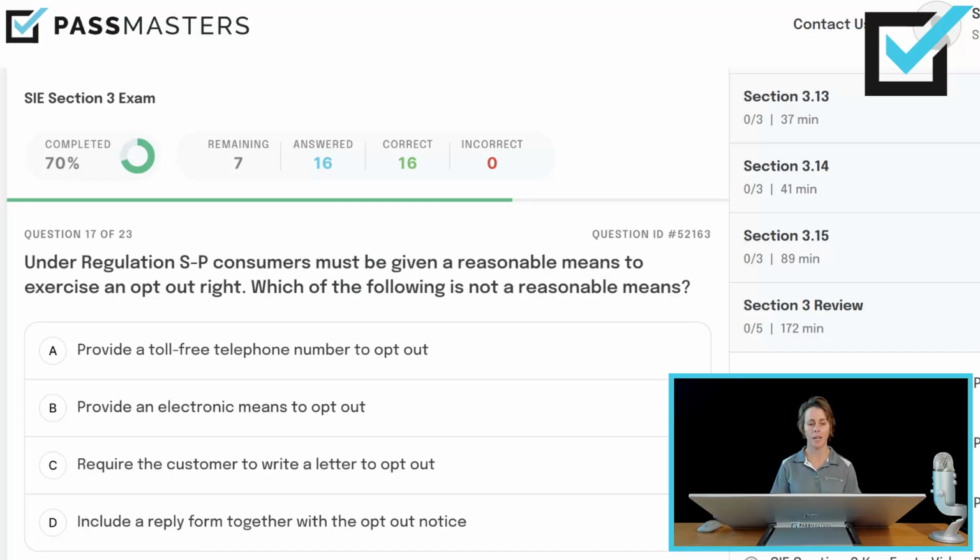Under Regulation S-P, consumers must be given a reasonable means to exercise an opt-out right. Which of the following is not a reasonable means? Provide a toll-free telephone number to opt out? Seems reasonable. Provide electronic means to opt out? Seems reasonable. Require the customer to write a letter to opt out? Write a letter? When's the last time you wrote a letter? That does not seem reasonable. Include a reply form together with the opt-out notice. That would be reasonable. So which one is not a reasonable means? Require the customer to write a letter. You should write letters. It's nice to get mail, but none of us do. Maybe you do. Probably not.